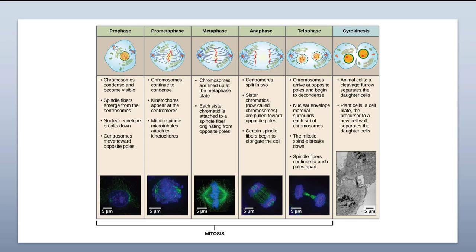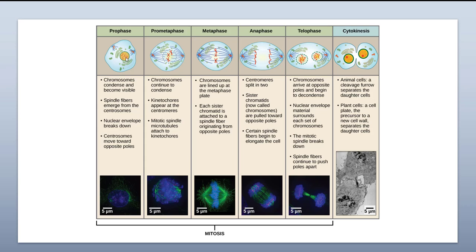As they're moving to opposite poles, the centrioles and the centrosomes, whatever, it's the same thing, they're starting to produce the mitotic spindle. So you can start seeing this blue stuff coming out. That's the mitotic spindle. It's a type of microtubule. Okay, so that's starting to emerge from the centrosomes.